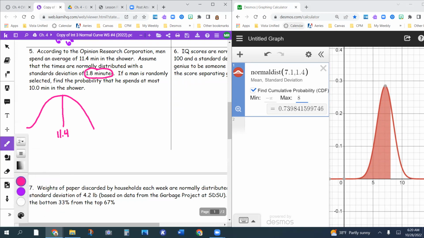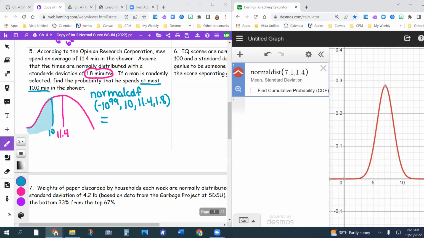So at most, here's the key word here, at most 10 minutes. We're not going to go beyond 10, so we want less than 10. That's what we want. So we're going to have a normal CDF. Our lower bound is going to be negative infinity or negative 10 to the 99. Our upper bound is going to be 10. Our mean is 11.4, and our standard deviation is 1.8.